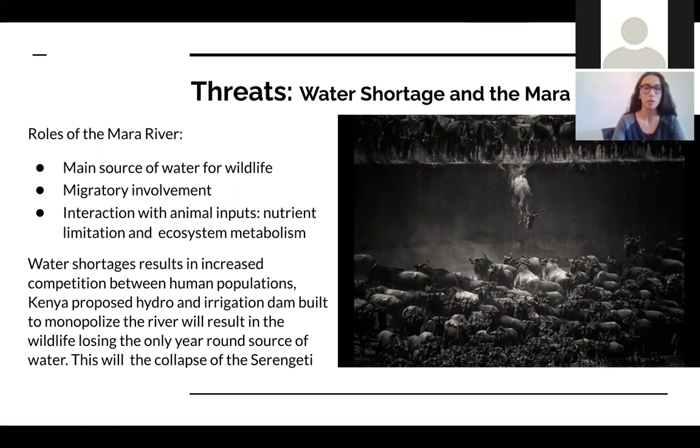It is involved in migratory behaviors of animals and interacts with animal outputs for nutrition limitation and ecosystem metabolism. If this is done, it will mean the collapse of the Serengeti. Next slide.